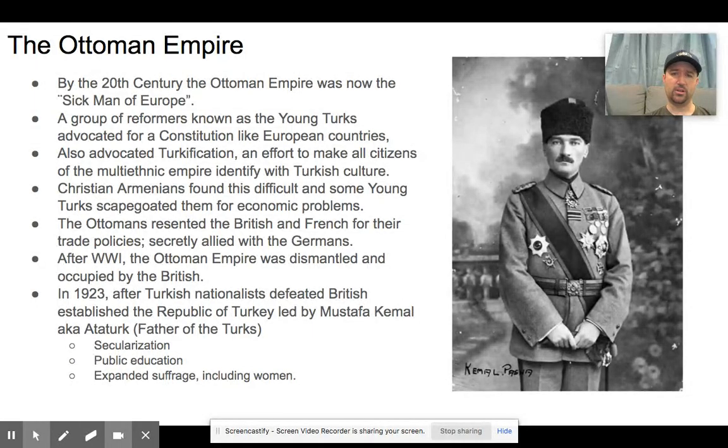But this resentment does lead to the Ottomans creating a secret alliance with the Germans. And the Germans were the opposition to the French and British in Europe. And when World War I breaks out, as we'll talk about in our next topic, they are going to have a split government over whether or not to join the war. But ultimately, they do.